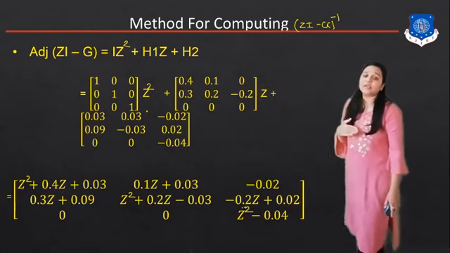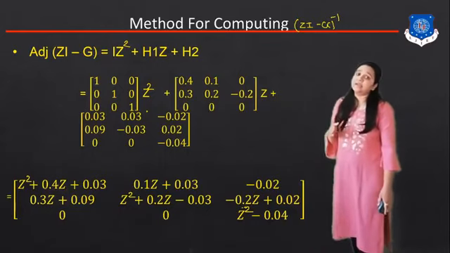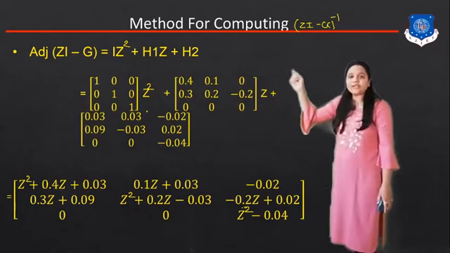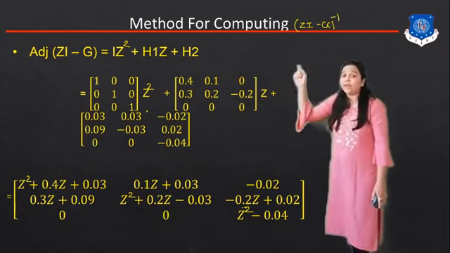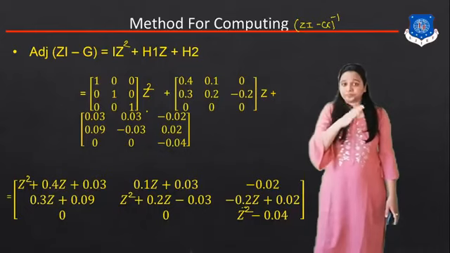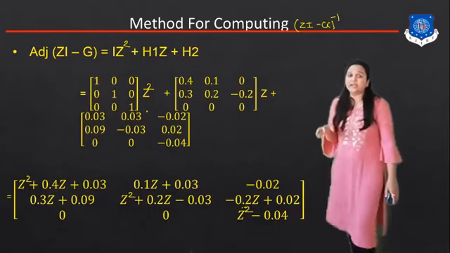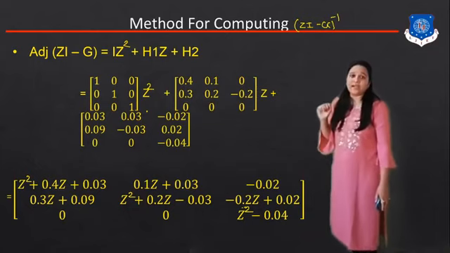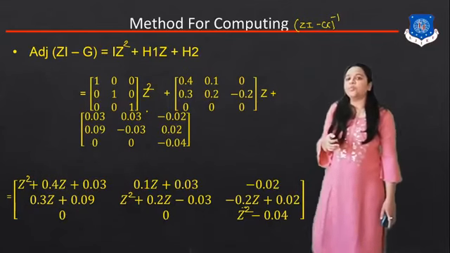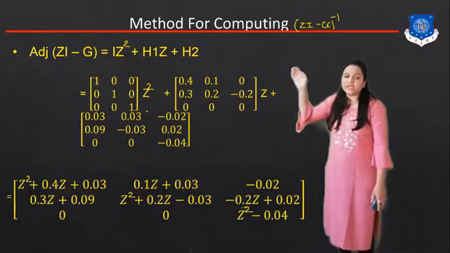So what is the equation of adjoint of ZI minus Z? Adjoint of ZI minus Z is equal to H3 plus H2 into Z plus H1 into Z square plus IZ cube. So we always have to write the equation from the last to the first position, whatever the value of H. So for this particular example, the equation of the adjoint of ZI minus Z is equal to IZ square plus H1 Z plus H2.